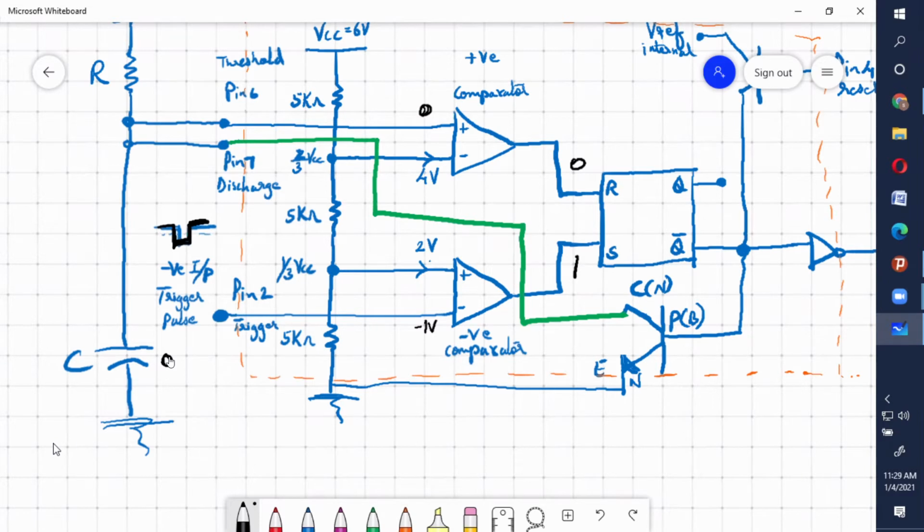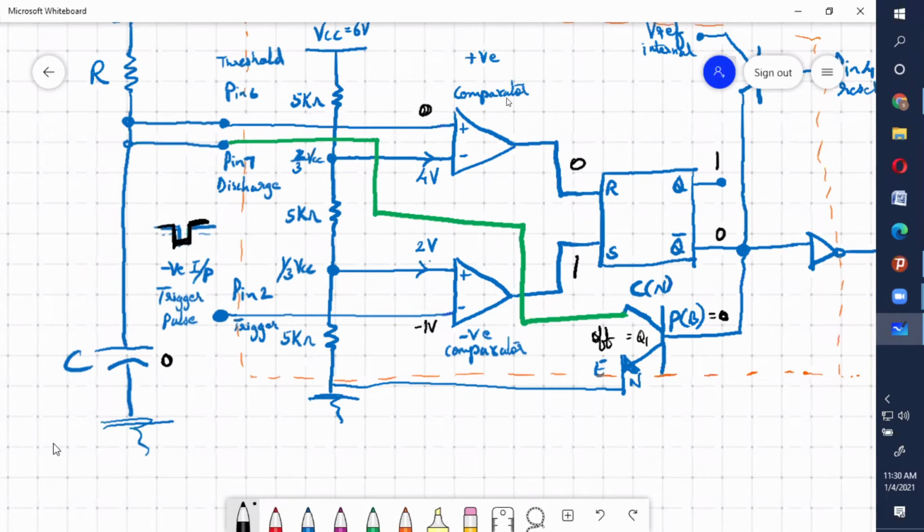Now R is 0, S is 1. Because R is 0, S is 1, Q value will be what, students? 1. Q is 1 means Q bar is 0. This 0 is also applied to the base of your transistor, right? So because base is 0, this transistor will be in which condition? On or off? This is N, P and N. P should be positive, but you are applying 0 here. So the transistor will be in which condition? Off condition. So the transistor is off now.